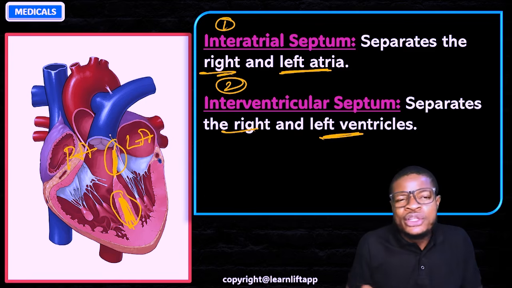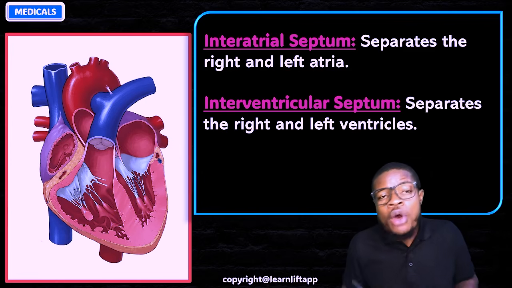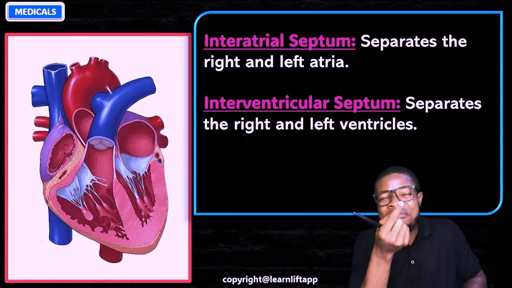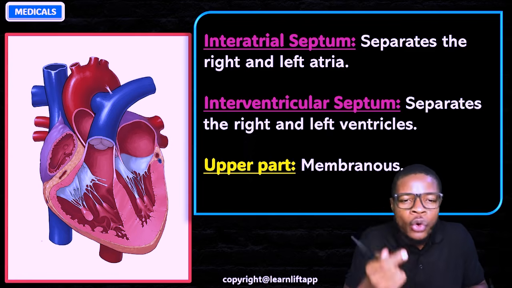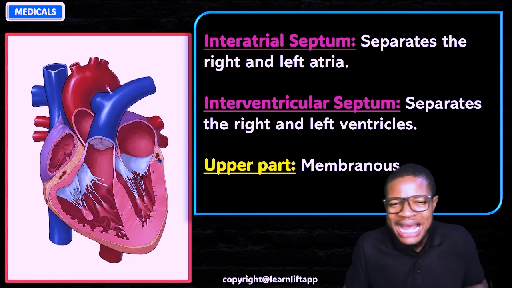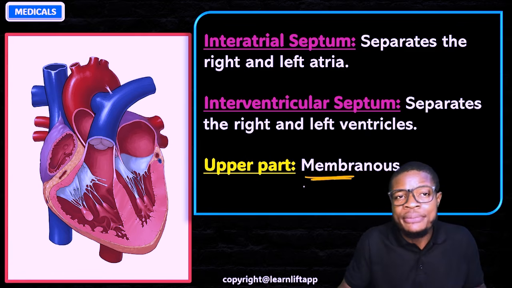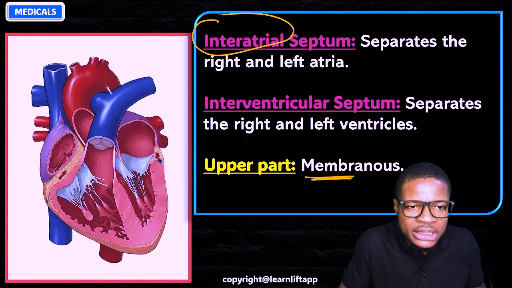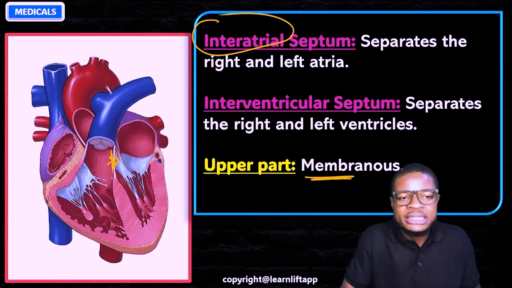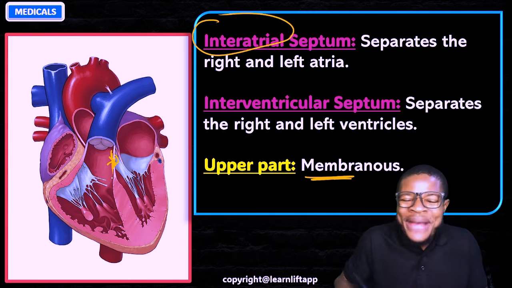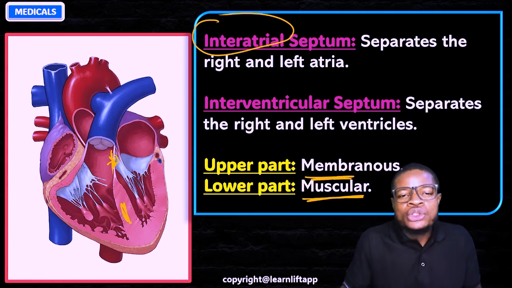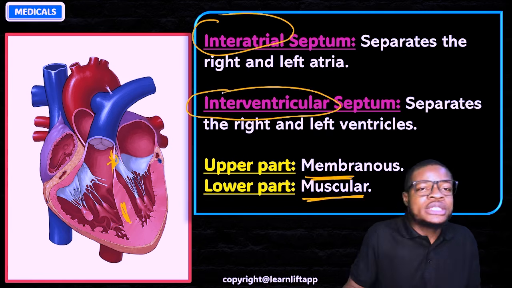Let me show you again so that you see it very well. Of the 2, you can see that one is thick, the other one is thin. The thin one is more membranous. So the upper one is thin and membranous, and that's the interatrial septum. And the lower part is muscular. That muscular one is the interventricular septum. Does it make sense?